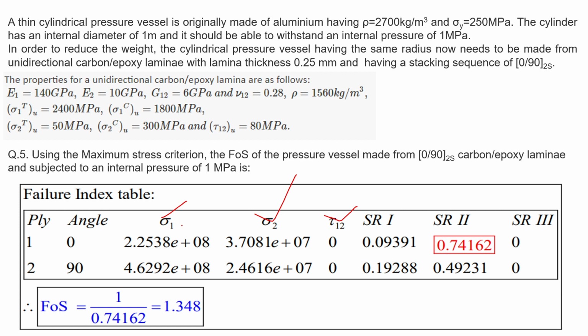So sigma 1, we have to divide by sigma 1 ultimate in tensile value. So this value is divided by 2400 megapascal. Similarly, when you equate them, we will get the stress ratios: stress ratio 1, stress ratio 2, stress ratio 3, which refer to the sigma 1 value, sigma 2 value and the tau 1 2. Then we will know which ply will fail first by seeing which value is the highest. Here you can see this value is the highest among all the 6 values. So this is the one which will fail first.